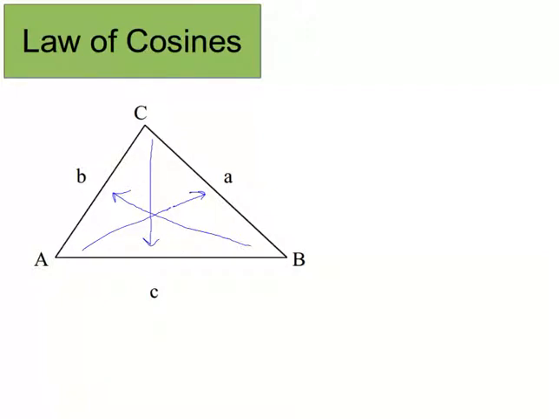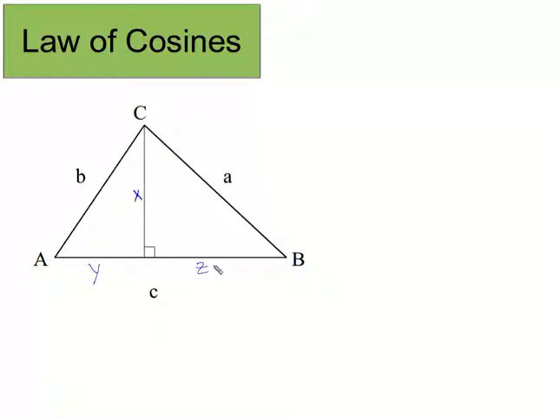If we want to set up this proof, the first thing we're going to do is drop an altitude. So we drop this altitude, and a couple of things happen. First of all, we have this length X, that is the distance from angle C's vertex to the base. It also breaks side length C up into two parts, and let's just for now call them Y and Z. The first step in our proof is going to be finding new expressions for X, Y, and Z that only use A, B, and C to represent them.